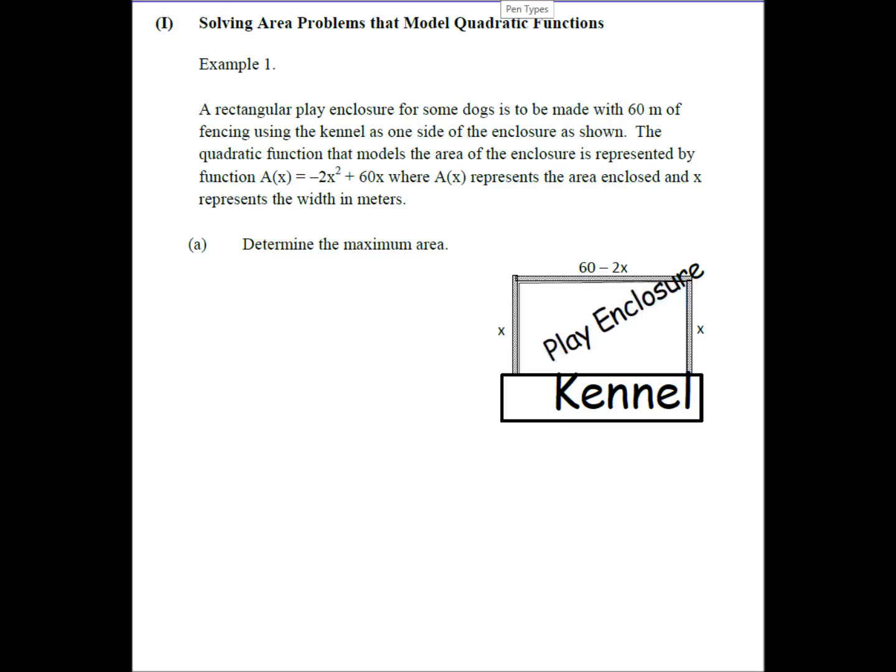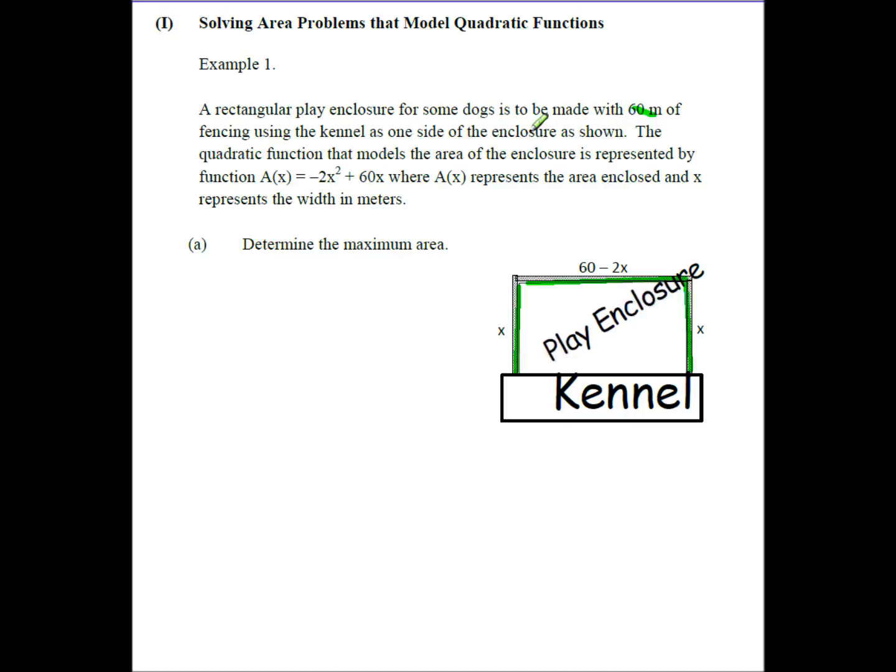So, first example: a rectangular play area enclosed for some dogs has to be made with 60 meters of fencing, using the kennel as one side of the enclosure shown. So you only have 60 meters of fencing. To save on fencing and get the biggest area possible, you'll use one side of the kennel as a fence. So only these three sides are actually made with the 60 meters.